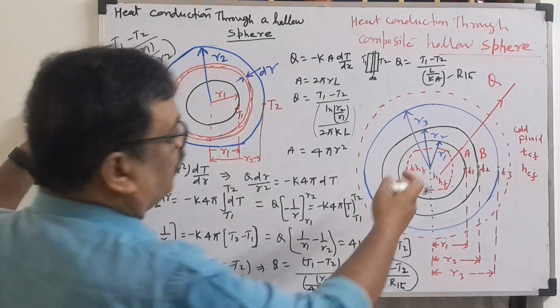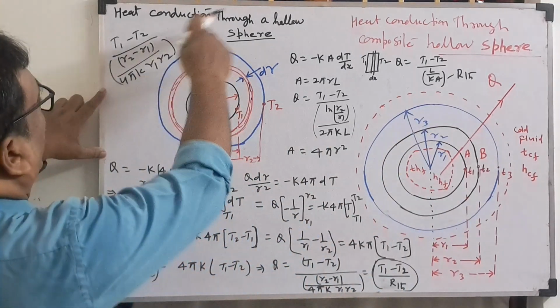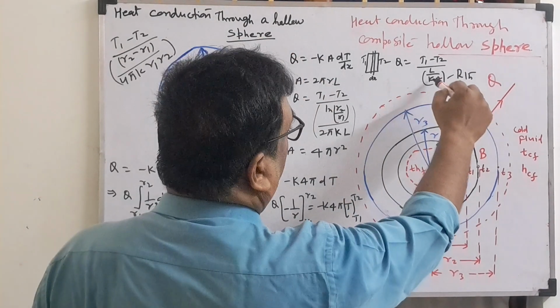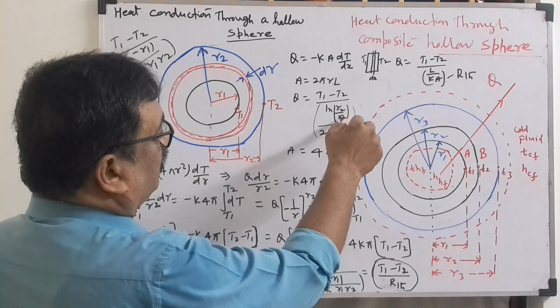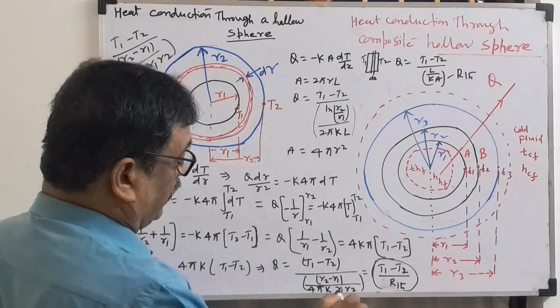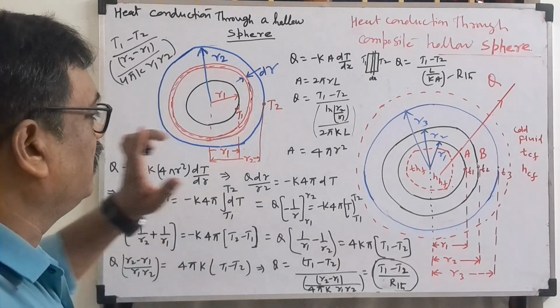Now similarly, for a composite block, we'll just add the resistances and get the answer. So you have to understand this. Here the thermal resistance is L by K A for the plane wall, ln R2 by R1 over 2 pi K L for the cylinder, and R2 minus R1 by 4 pi K R1 R2 for the sphere. These three things you have to remember.